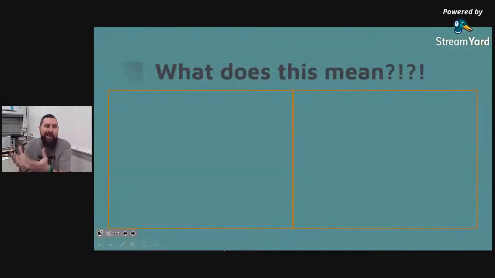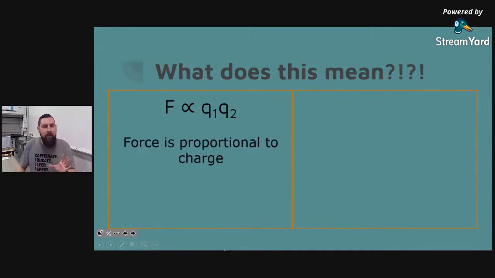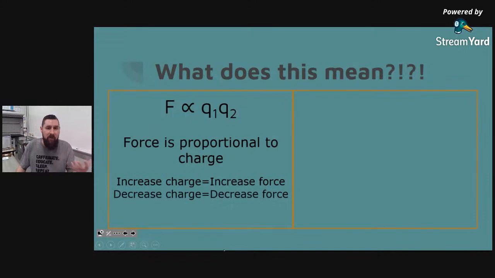So what exactly does this mean? Why is it important? Well, let's take it proportionality by proportionality. The first one, force is proportional to Q1 times Q2. In other words, force is proportional to the amount of charge that you have. So if you increase Q1 or Q2, or increase both of them, you're going to see an increase in that attractive force, or repulsive force if they have the same charge. Likewise, if I decrease the amount of charge, decrease Q1 or Q2 or both of them, I'm going to get an overall decrease in the amount of force that I have. So that is the first proportionality.